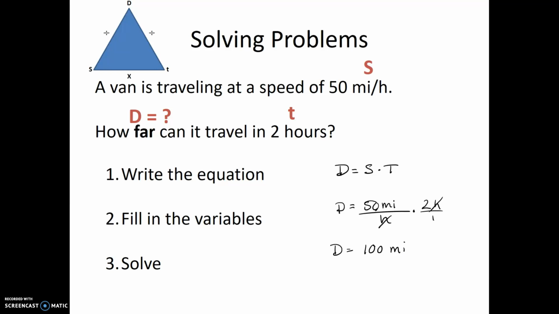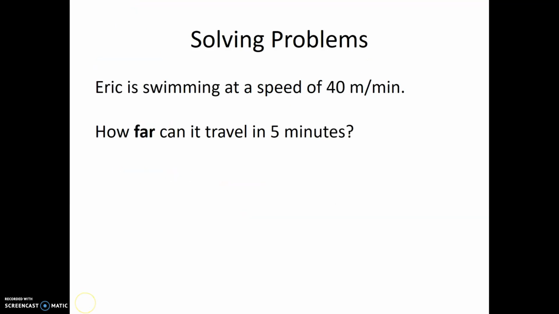All right, let's try another one. Eric is swimming at a speed of 40 meters per minute. How far can he travel? Oops, I've got a little mistake there. Let's write he there. How far can he travel in 5 minutes? Now let's start by labeling our problem. We've got speed here, 40 meters per minute. We've got a time here, 5 minutes. How far? Well, we don't know, but that's our distance. That's what we're trying to find.